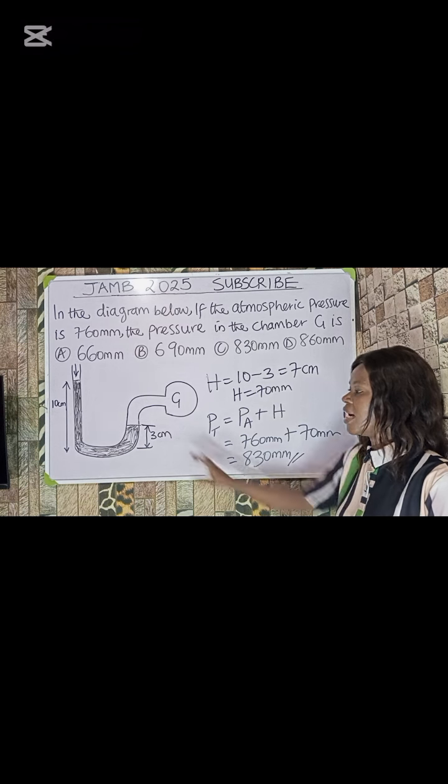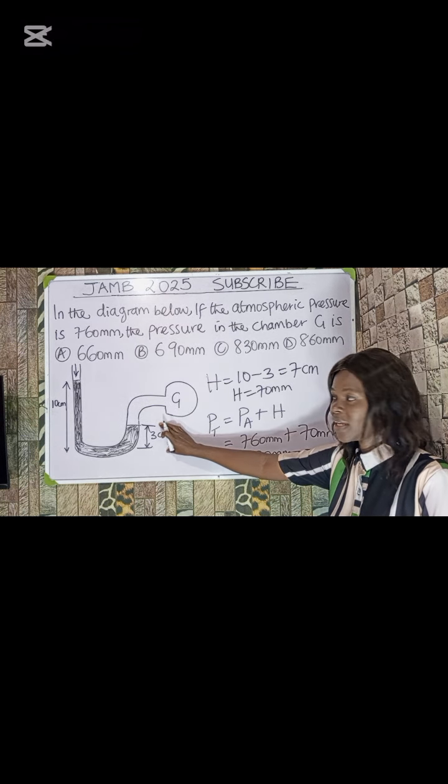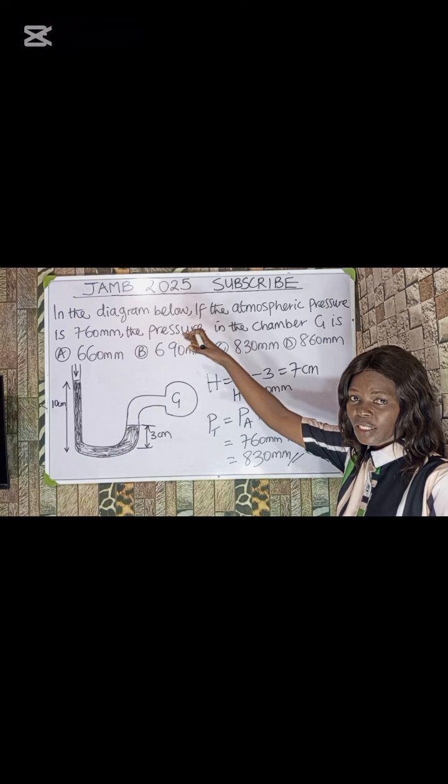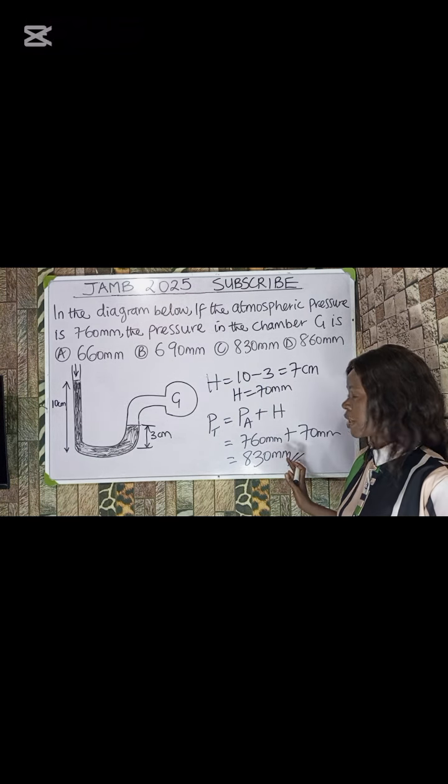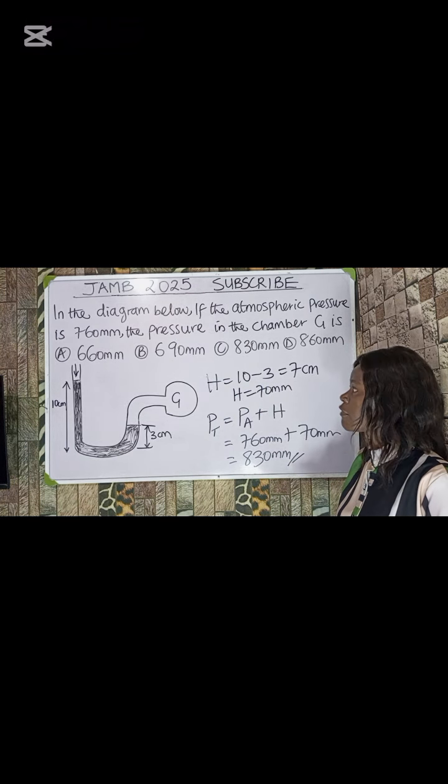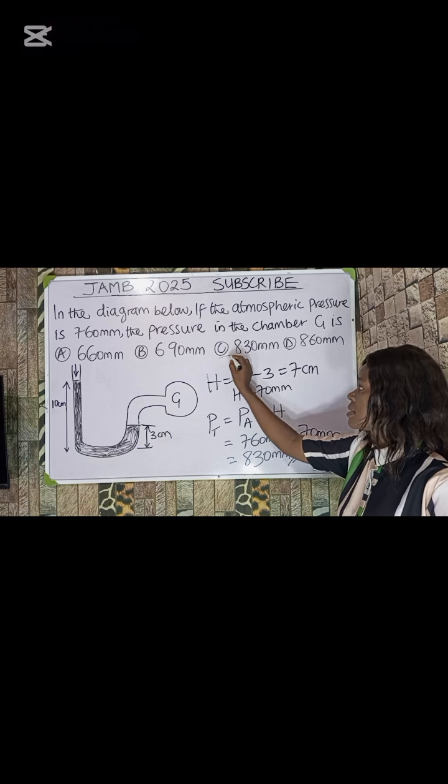Now, if the height here is greater than the side facing the atmosphere, you're just going to subtract. Do you understand it now? Now, from what we've done so far, the correct option to this question is option C.